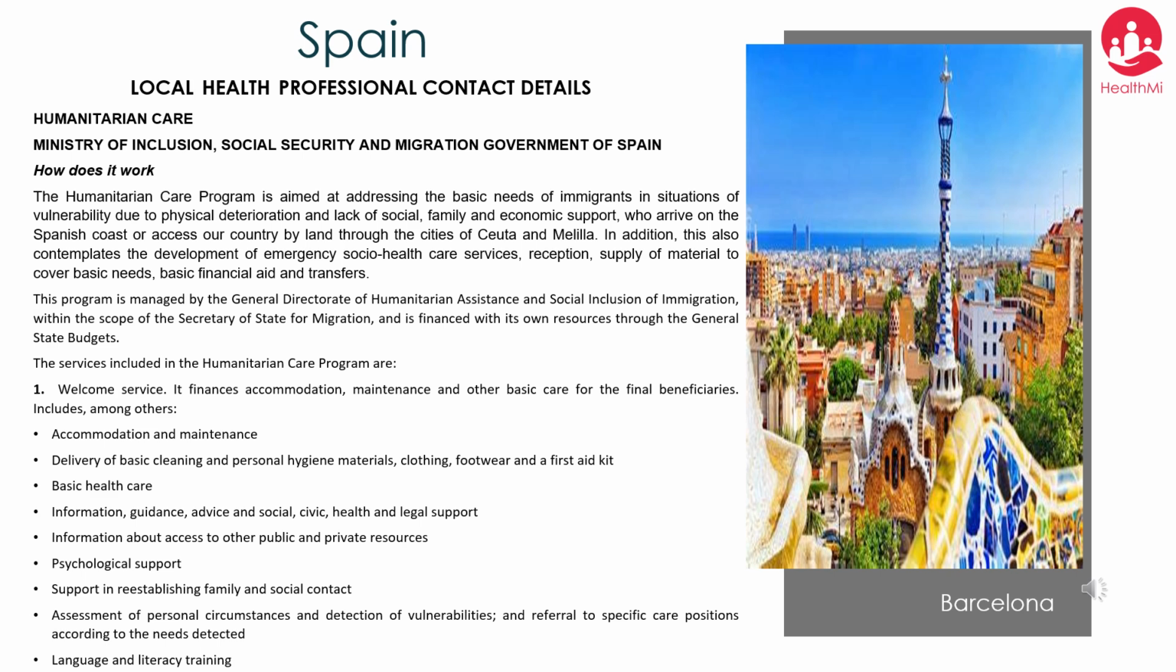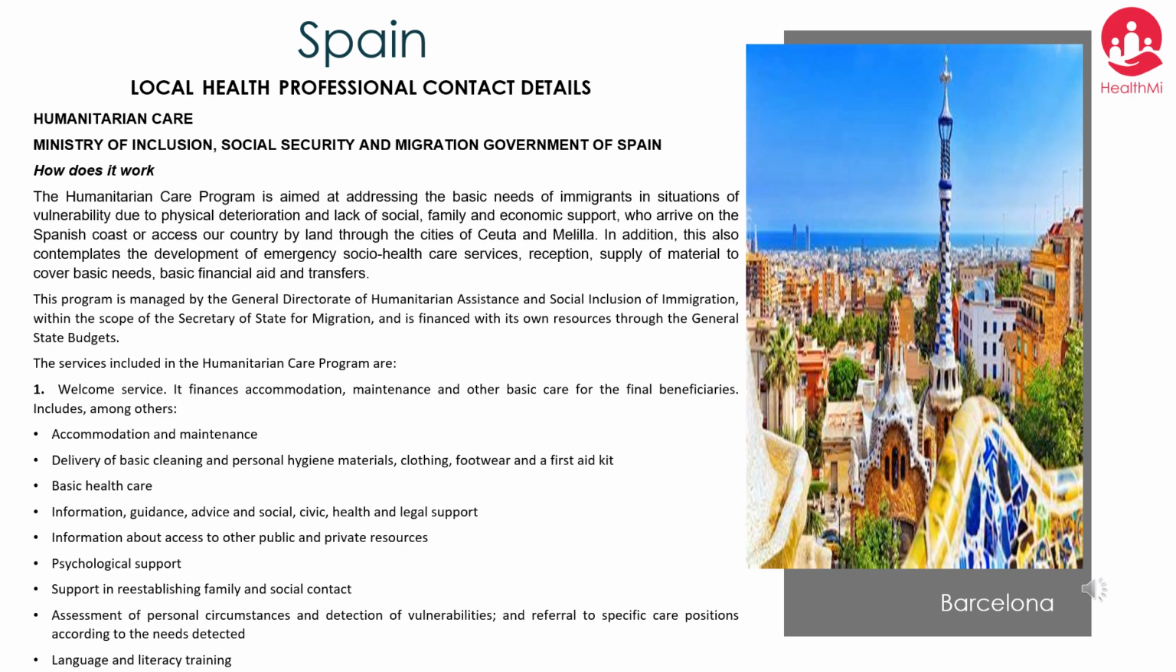How does it work? The Humanitarian Care Programme is aimed at addressing the basic needs of immigrants in situations of vulnerability due to physical deterioration and lack of social, family and economic support, who arrive on the Spanish coast or access our country by land through the cities of Ceuta and Melilla. In addition, it contemplates the development of emergency socio-healthcare services, reception, supply of material to cover basic needs, basic financial aid and transfers. This program is managed by the General Directorate of Humanitarian Assistance and Social Inclusion of Immigration, within the scope of the Secretary of State for Migration, and is financed with its own resources through the general state budgets.